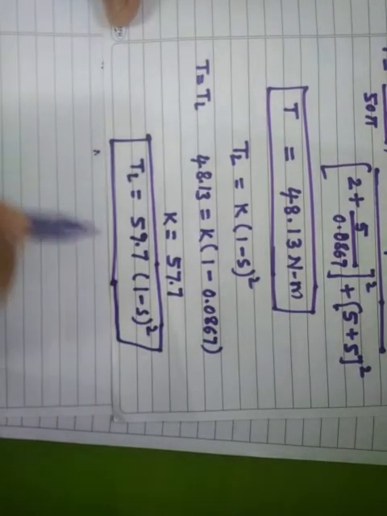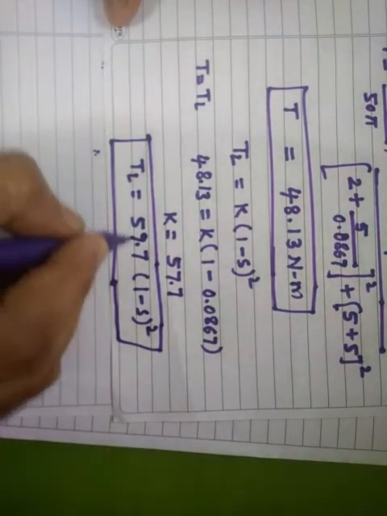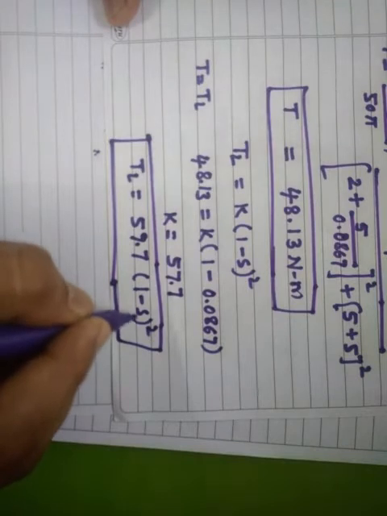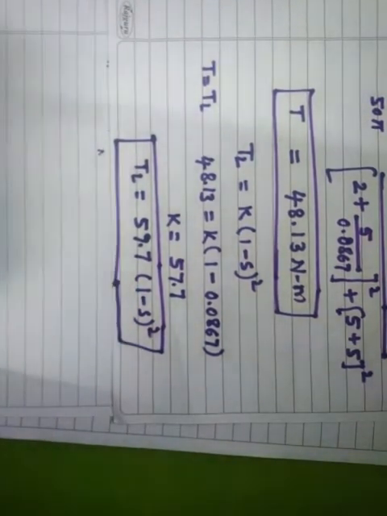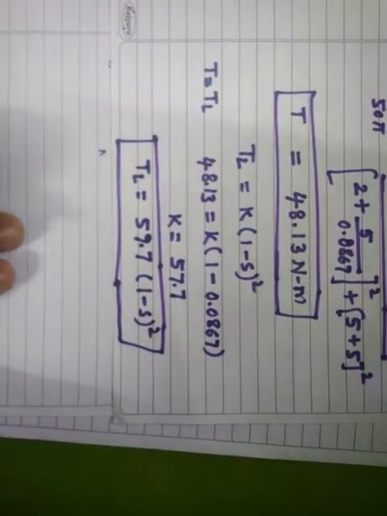Okay, so here I repeat, 57.7(1 minus S) whole square. This is the load torque. New equation becomes this one. Now the question is asked to calculate, just I will go through the question.